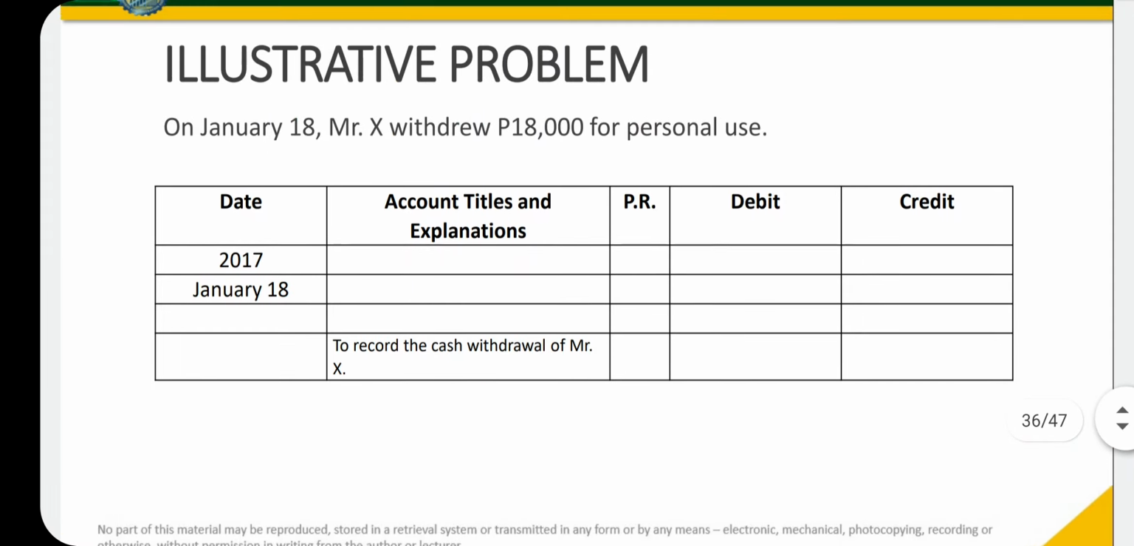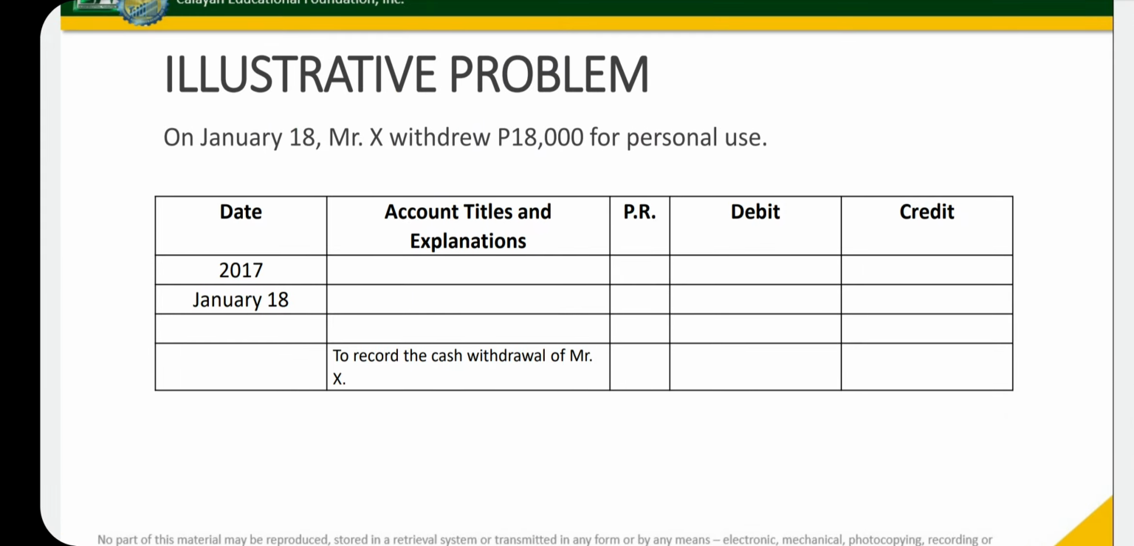Next example, on January 18, Mr. X withdrew 18,000 for personal use. Class, when the owner makes withdrawals or drawings of assets from the business, the asset will decrease, right? So when the investment of the owner decreases, we're going to record it using a separate account title, namely the drawing account. In this case, for example, X withdrawals or X drawings will be debited.